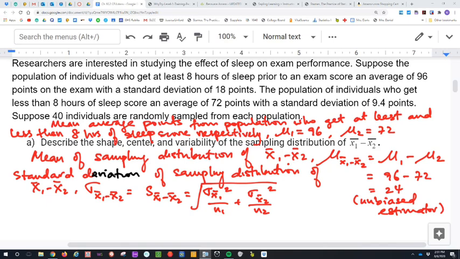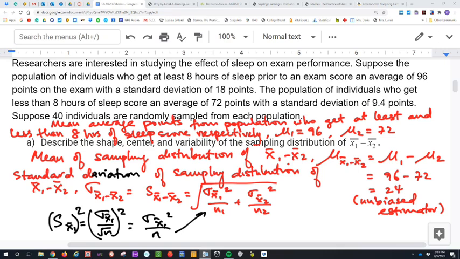Okay. So this looks a bit confusing. Let me try to explain: S x1 bar looks like this, sigma x1 bar divided by root n. Remember this formula? When we square this, it gives us sigma x1 bar squared divided by n, because the square root of n in the denominator becomes n when you square it. So see the similarity here?